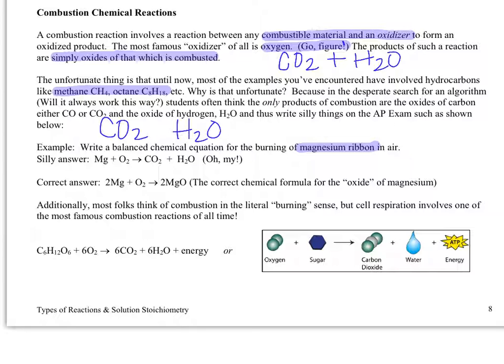But what you saw there, what you experienced, was a combustion reaction. So how would we write the combustion of the magnesium ribbon? Magnesium, solid metal, plus oxygen. Oxygen is my oxidizer.